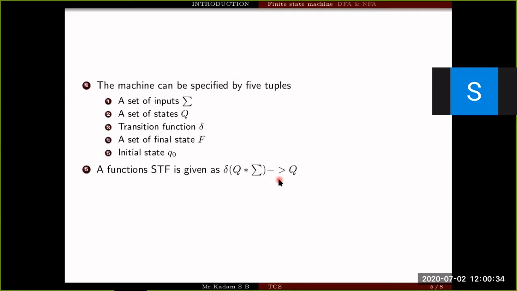This machine works with five attributes, which we call five tuples. The first tuple is a set of inputs, indicated by sigma. The second attribute is a set of states, indicated by Q. The third attribute is the transition function, that is delta. The fourth attribute is a set of final states, called F, and the initial state, indicated by the symbol Q0. The state transition function is given as Q times sigma tends to Q, means a machine in a state gets some input and moves to another state.